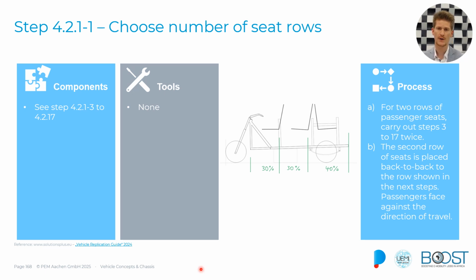The rows, as you can see here, are placed back to back, so you have a little bit more space here for the last row, and don't need to concern yourself regarding the leg space.